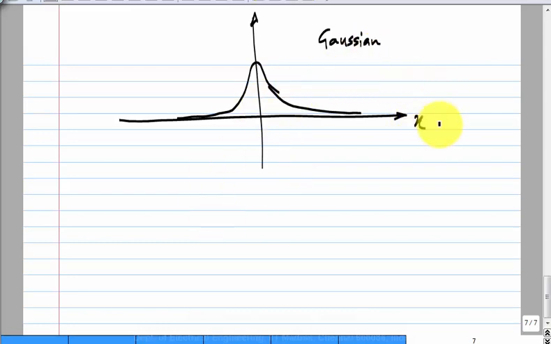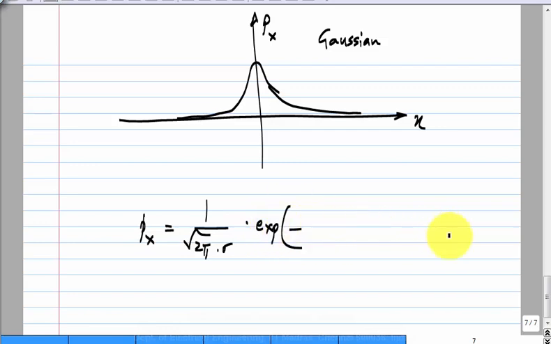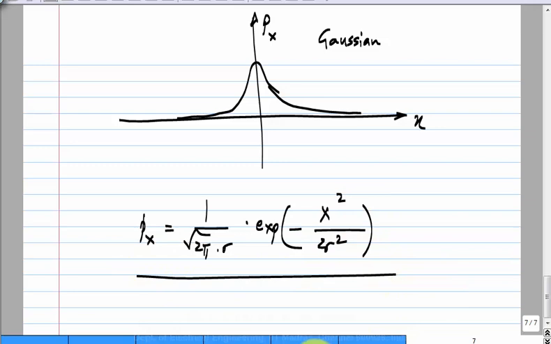What is the expression for the probability density function of a Gaussian distribution? 1 by sigma... minus... Oh, yeah. This is for a 0 mean Gaussian. Otherwise, you will take x minus the mean. Okay. Now, this sigma is what is known as the standard deviation.